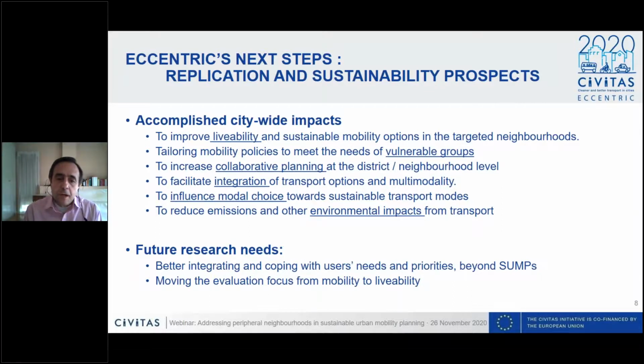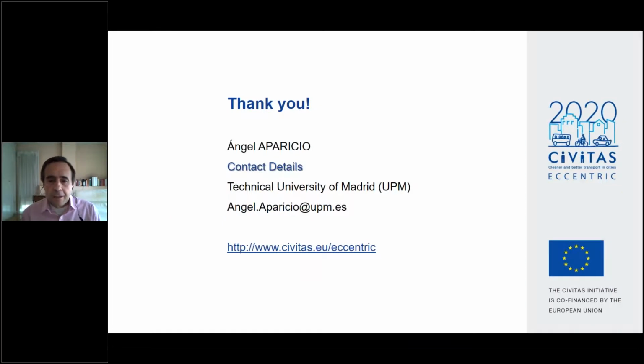I think these measures are not successful because they are achieving modal change or they are reducing emissions. This is a plus, of course, and this is a very important plus, but what is important here is to improve livability and to engage people in decision making. Well, these are the things I wanted to share with you, and I thank you for your time and attention.